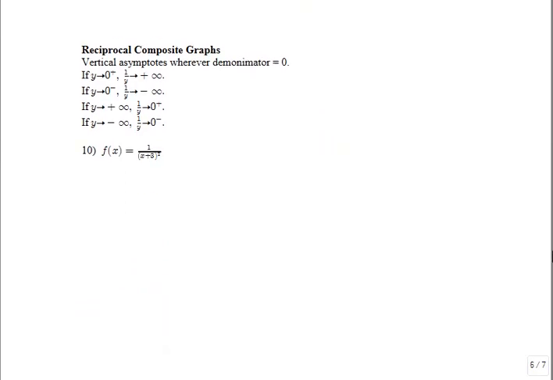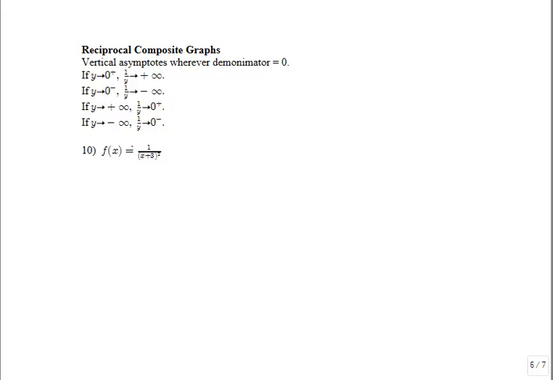Okay, the last kind of composite graph that we're going to talk about today, we've done absolute values, we've done square roots, now we're going to do reciprocals. So what we're going to be doing on these is taking a graph and then drawing it and taking its reciprocal to get our final graph. In other words, you might see something like this where it's 1 over (x plus 3) quantity squared.